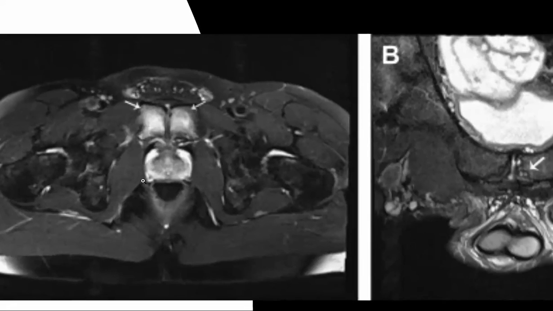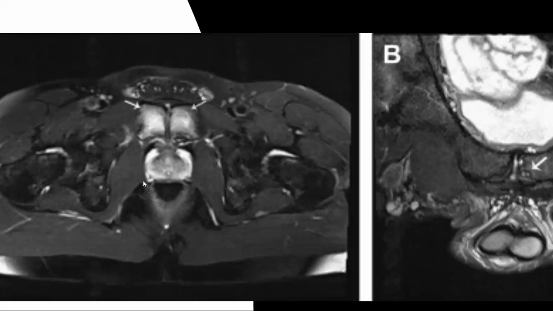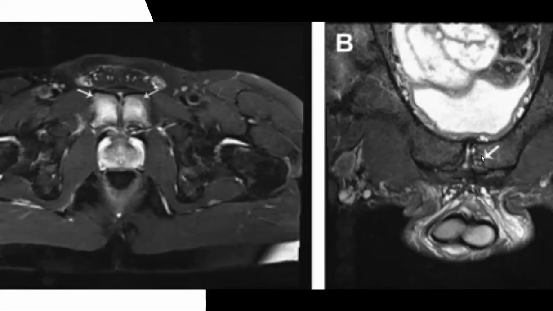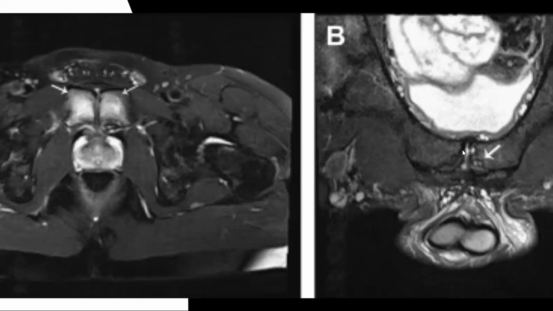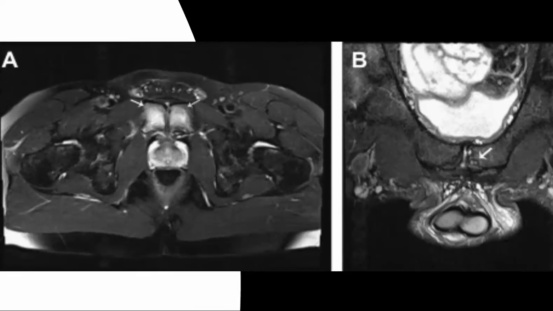Here, this is an example of osteitis pubis. Okay, you've got subchondral bone marrow edema. This is chronic osteitis pubis because now you've got subchondral cyst formation.